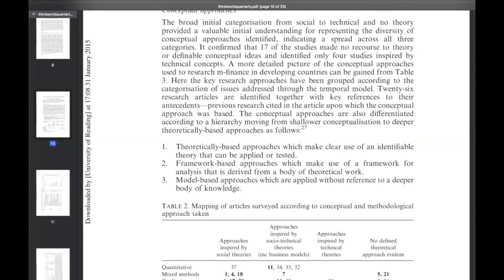So for example, when Davis created the technology acceptance model, he was just talking about factors that influence the acceptance of technology. He said that it's perceived usefulness and perceived ease of use, which lead to intention, which lead to actual usage behavior. At that time, he was just saying that this is a model of factors, and he then went out to test them.